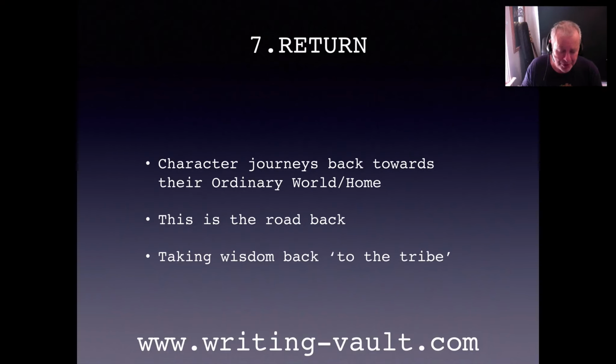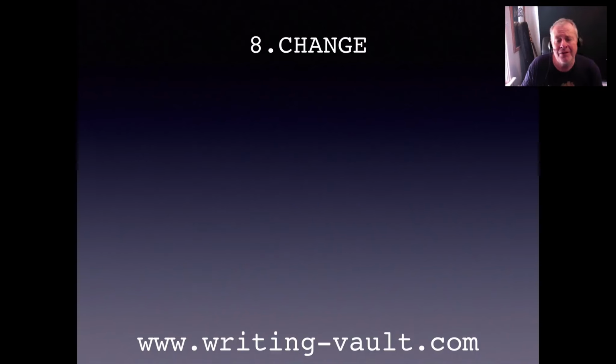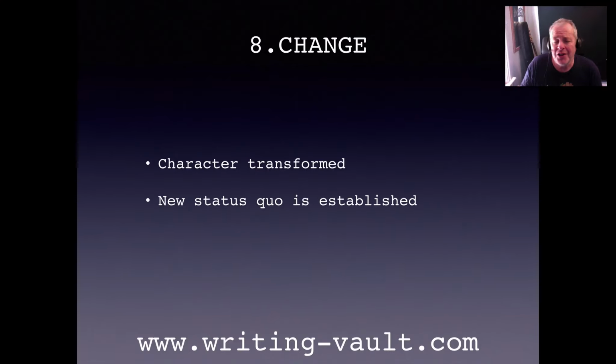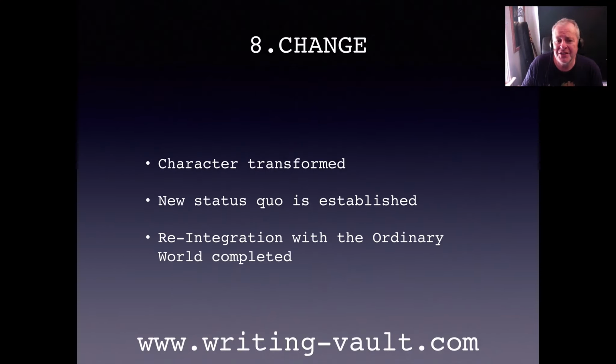Sometimes in Campbell's examples for the hero's journey, the road back can be perilous as well and lead to another ordeal. In Dan Harmon's story circle, that's not explicitly mentioned or detailed out. Final step is 8, change. The character is transformed by their adventures. They've learned something new. They've become a wiser, older version of themselves. A new status quo is established, and there's successful reintegration into the ordinary world.